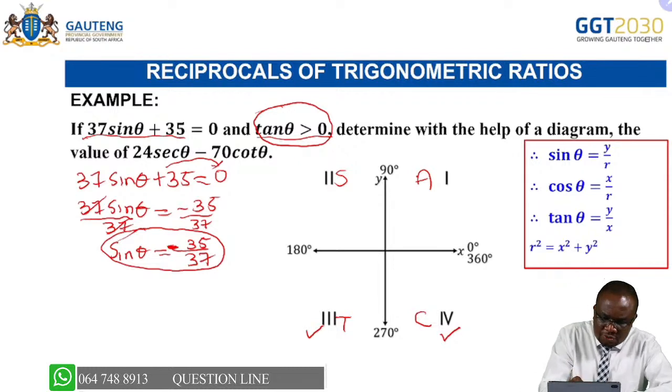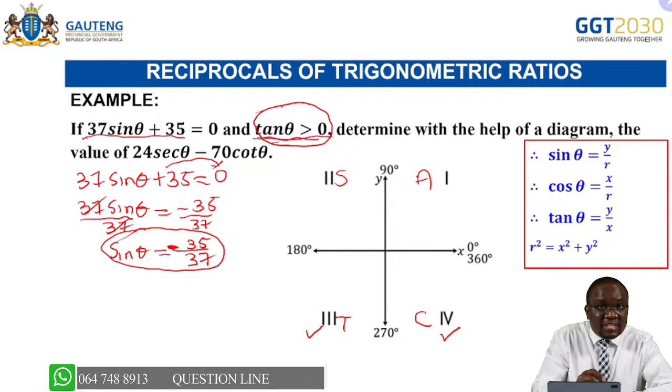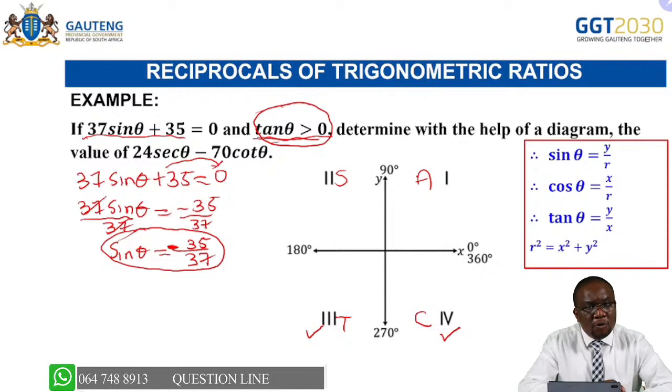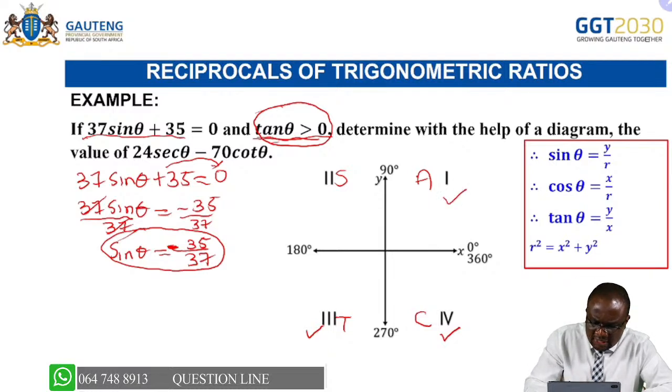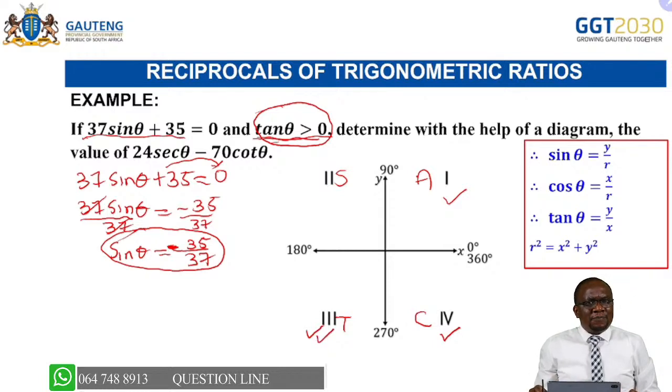Now we come to tan theta. Remember, we said greater than means positive. Where is tan theta positive? In quadrant 1 and quadrant 3. So which one is our quadrant now? The quadrant that satisfies the two conditions. It is quadrant 3. Now, how do we draw our terminal ray?